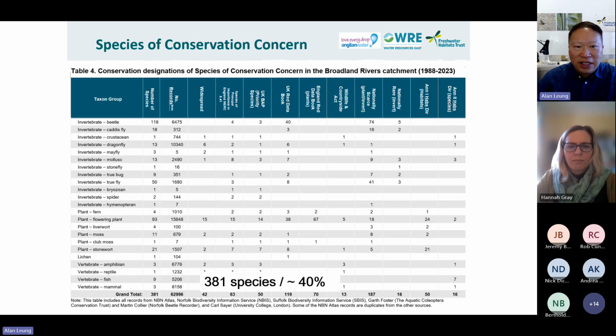This table is included in our report. I think the font size may be a bit too small, but I've highlighted important numbers. Actually, the Broadland River catchment has many species of conservation concern. How do we gather this data? Our main data source is the Anglian atlas, as well as the biological record centres of the two counties, Norfolk and Suffolk. We also gather data from the Norfolk Beetle Recorder and from Professor Carl Sayer from UCL.